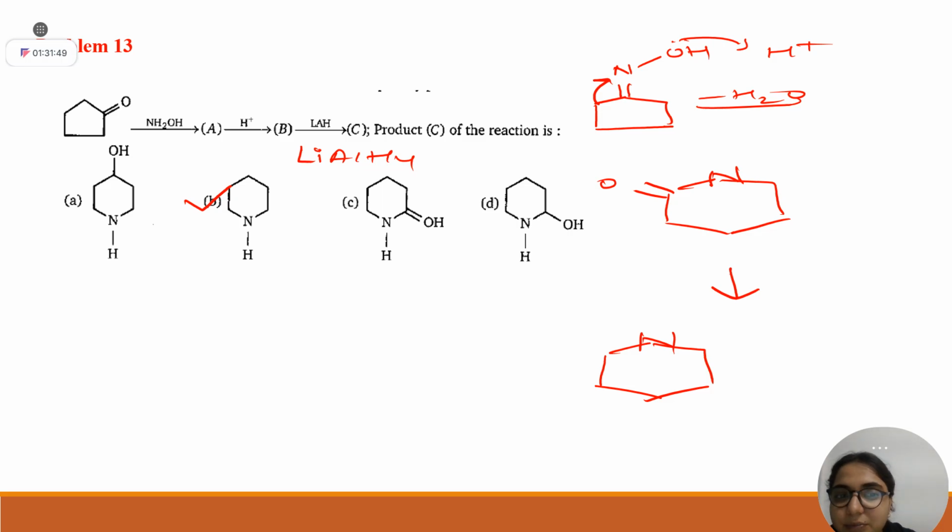Now don't ask me, ma'am, how this LAH is reducing amide to amines. We have already covered this, right? Hydride attack happens. Don't make an aminol here. People generally see a carbonyl and make an alcohol, but it is an amide. Lithium aluminum hydride converts amide to amines, not aminols. Okay, clear? Good.